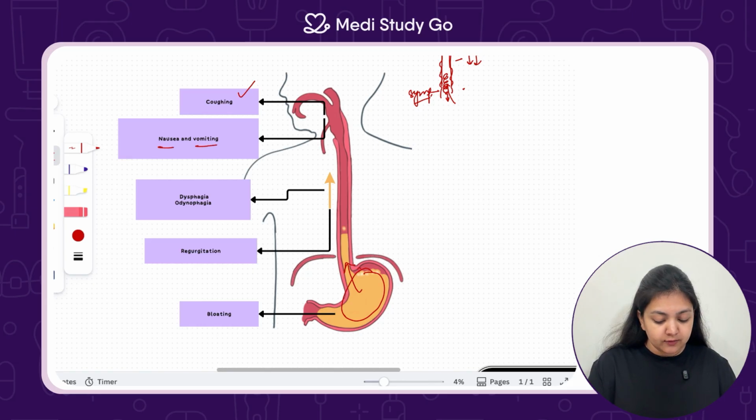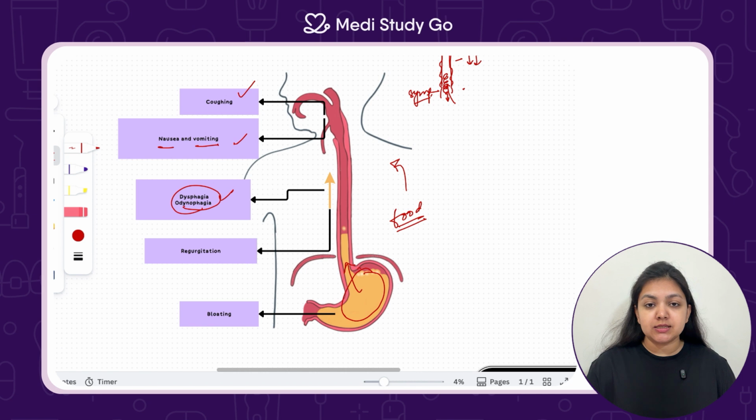There can be nausea and vomiting because if along with acid food also comes back, the food is not going down, so it has to come out. There will be vomiting. And there can be dysphagia and odynophagia. Dysphagia is difficulty in swallowing and odynophagia is pain while swallowing. So both these features can also be present because of the acidic content of the esophagus which has increased.